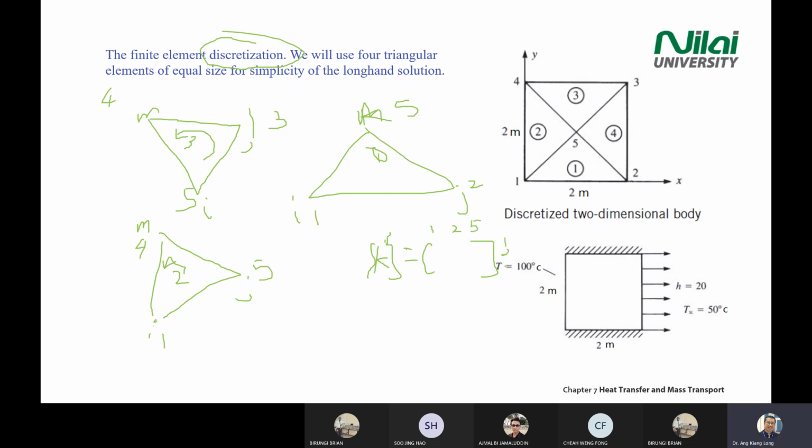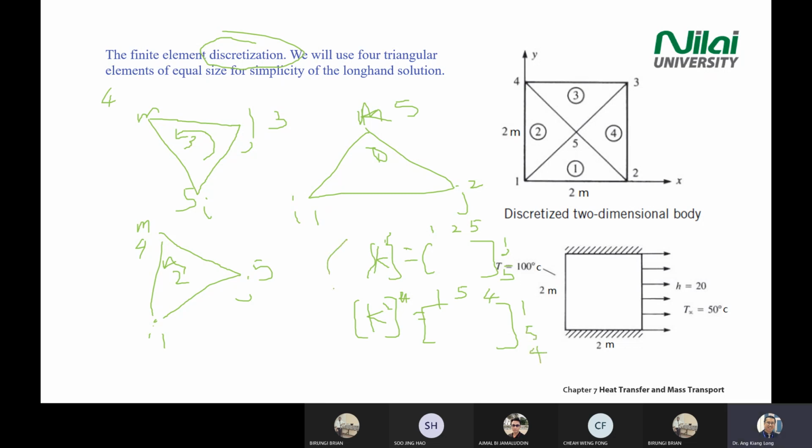1, 2, and 5. For example, K element for number 2. When you issue the ticket, all the numbers inside here will be 1, 5, 4. Because element 2 has I as number 1, J as number 5, M as number 4. So when you build your K matrix, the element is 1, 5, 4, 1, 5, 4.